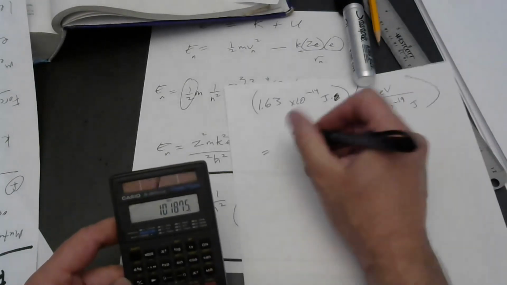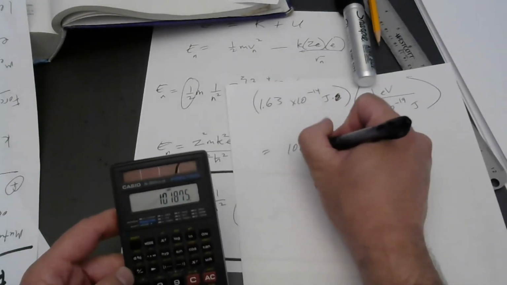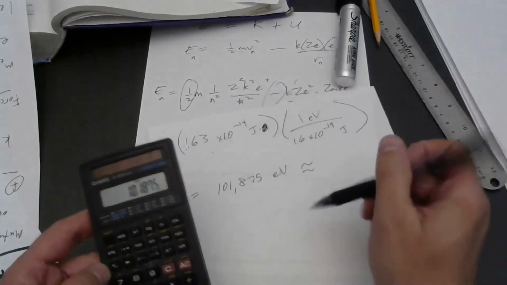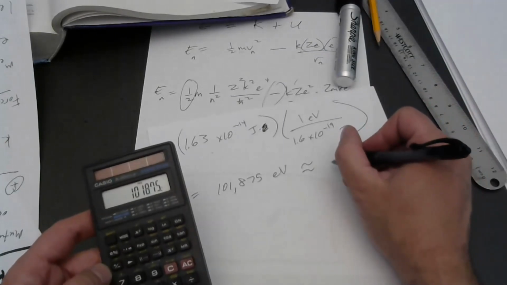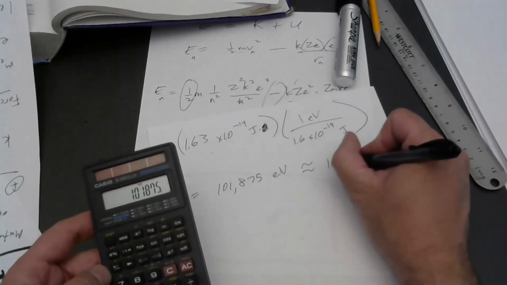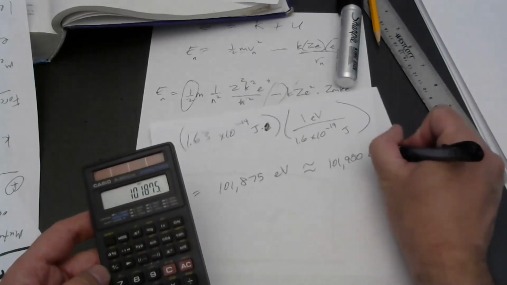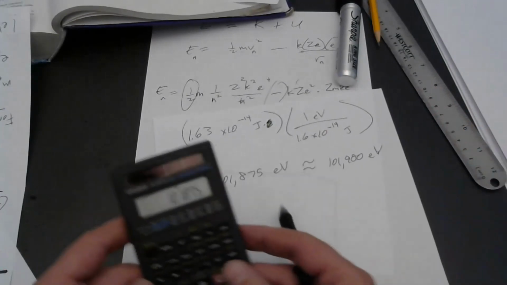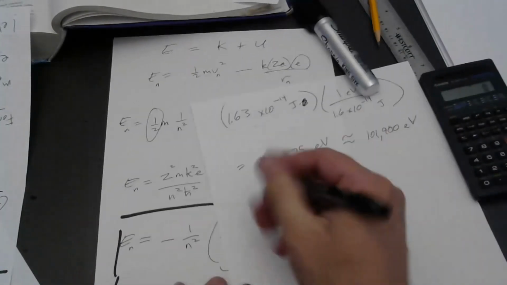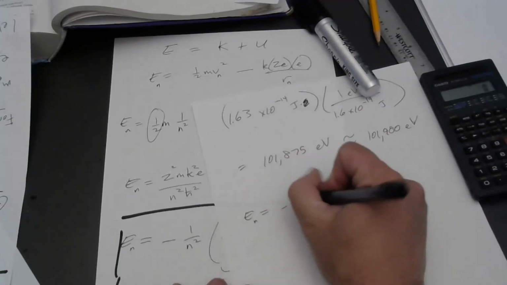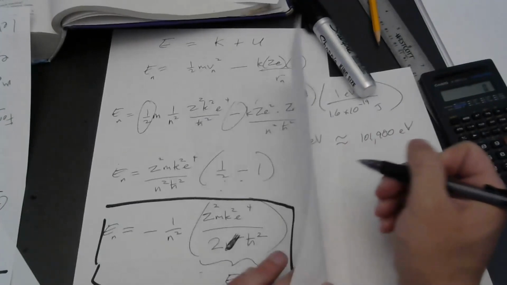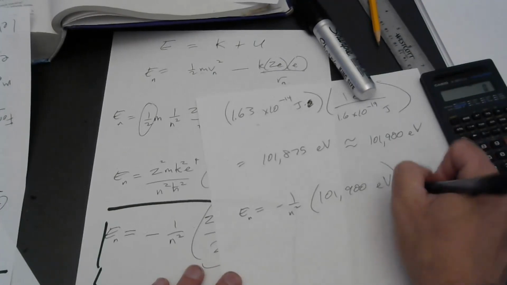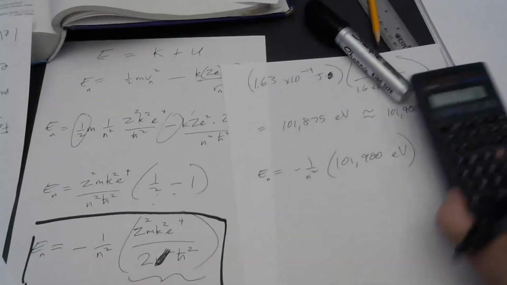You know what? This does look familiar because I read through the solutions manual. 101,875 eVolts. And since I rounded these, I can't keep all these digits. That doesn't really make sense. How about I call it 101,900 eVolts? Even that's not really justified. I rounded to this place. Okay, so here we are. The energy of the nth level is negative 1 over n squared times 101,900 eVolts. Now, I am going to pause and check this calculation once more.